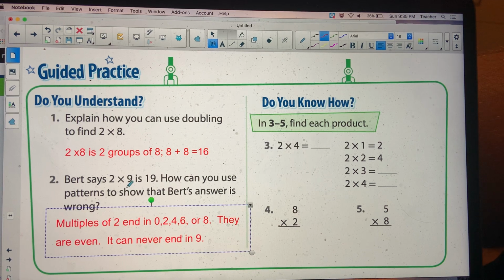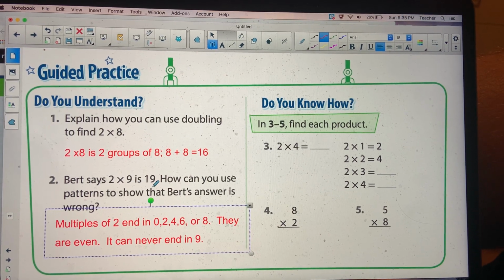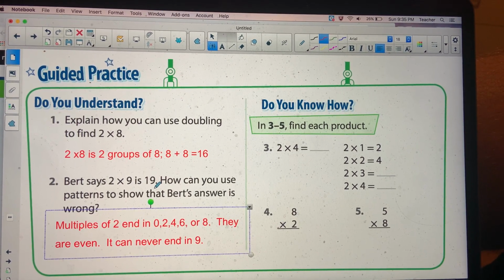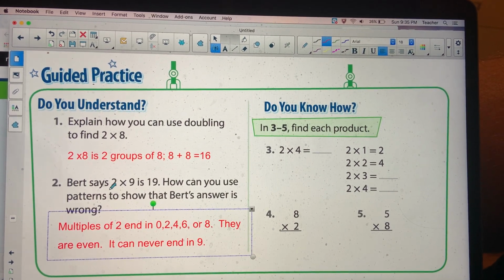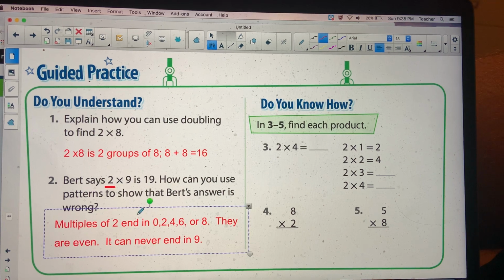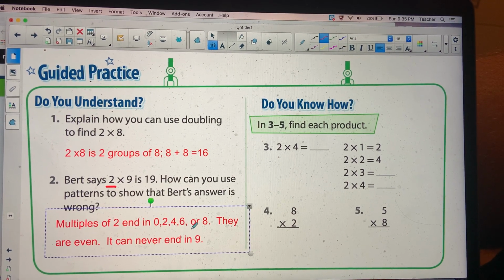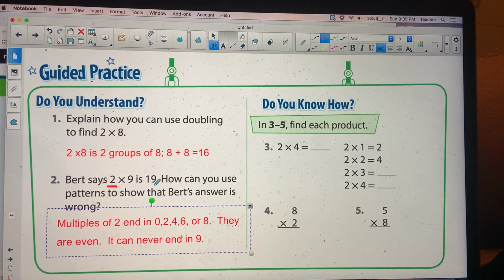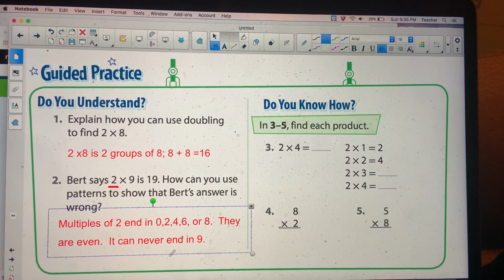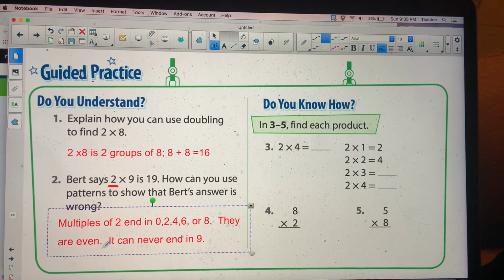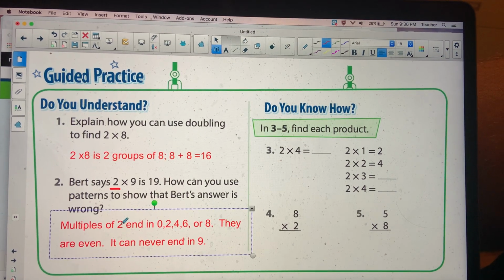Number 2, it says, Bert says 2 times 9 is 19. How can you use pattern to show that Bert is wrong? Well, anything times 2 is going to end in that 0, 2, 4, 6, or 8, right? So if this ends in a 9 for 19, it can't. It will never end in a 9 because they are even. Anything times 2 is going to give you an even number.